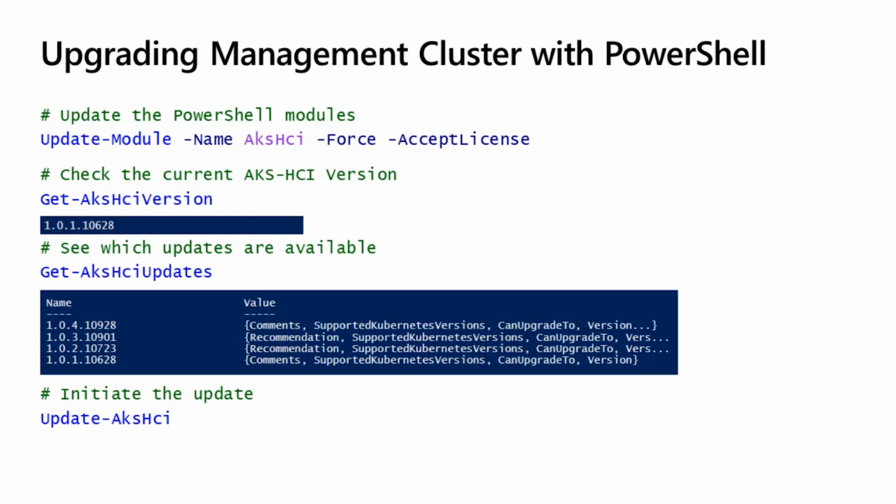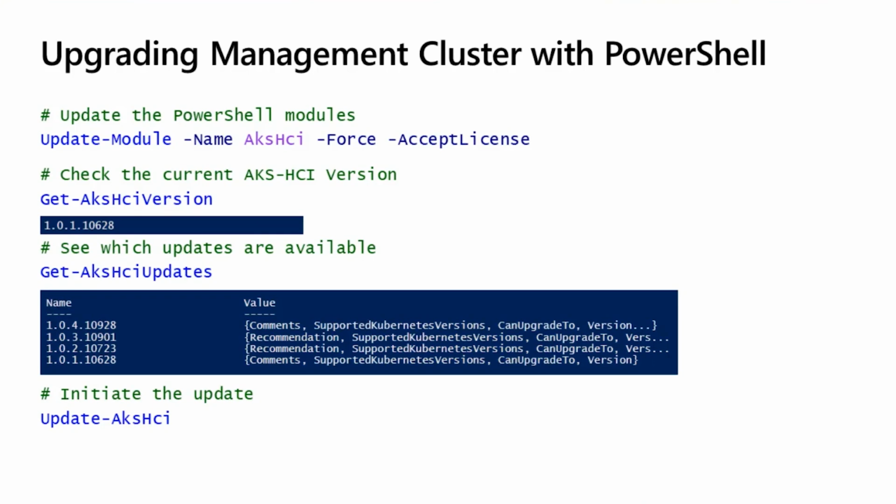Now, you can also upgrade through Windows Admin Center, and it's really straightforward, just a couple of clicks and it will handle it for you. But in terms of PowerShell, firstly, make sure you've got the latest modules. So update your PowerShell AKS HCI module, and then run the command Get-AksHciVersion. That's going to tell you which AKS HCI version you're running, not specifically the Kubernetes version, but the AKS HCI version. And then once you've got that information, check to see if there are any updates available for you.